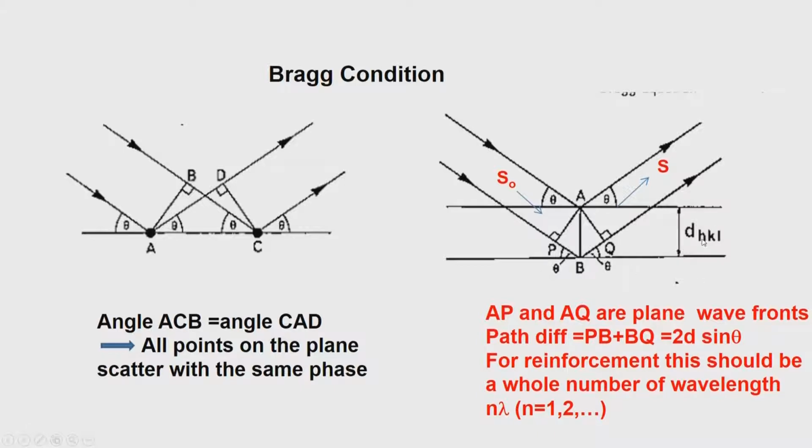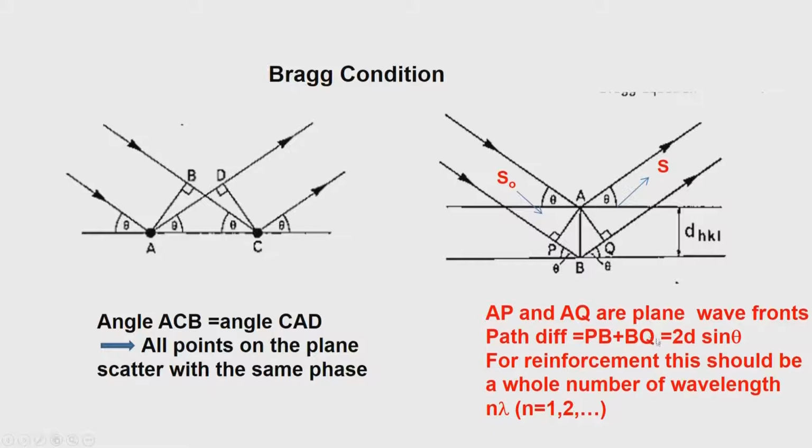So, that defines in fact Bragg's law, because of this little geometry construction. If you look at AP and AQ, these are plane wave fronts. The path difference is that if you consider this particular wave and the second wave which is going up here, the additional path the second wave is travelling is PB plus BQ.